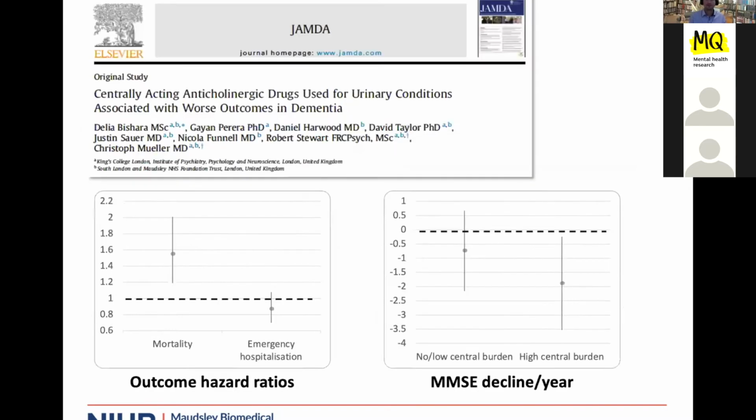But when we looked at bladder drugs in people with dementia, those with a high central anticholinergic potential were related to a higher risk of mortality and a higher central anticholinergic burden. And those drugs are least likely to be prescribed for a neuropsychiatric symptom of dementia. So that shows that there is something about the cholinergic hypothesis in dementia.